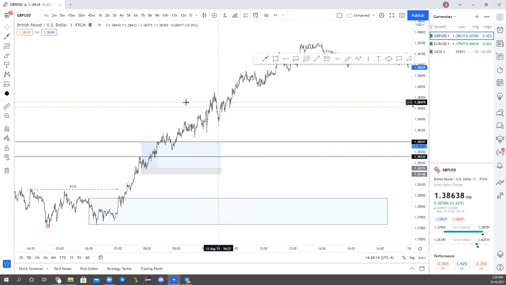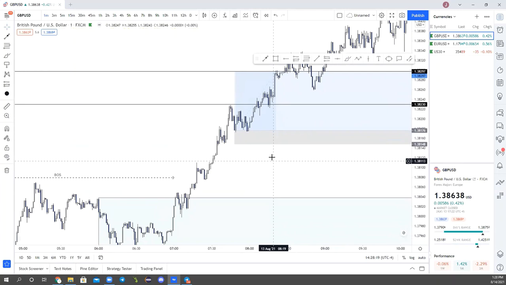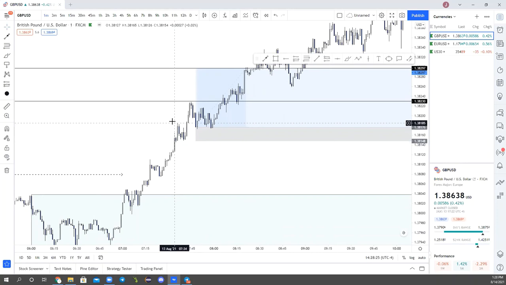There was something on GU. This was something I looked at on GU that I just ended up missing because I'm an idiot. But you can see, low, run out, BOS to the upside, right? Demand, test, and then go. So that's another thing that I kind of talk about.